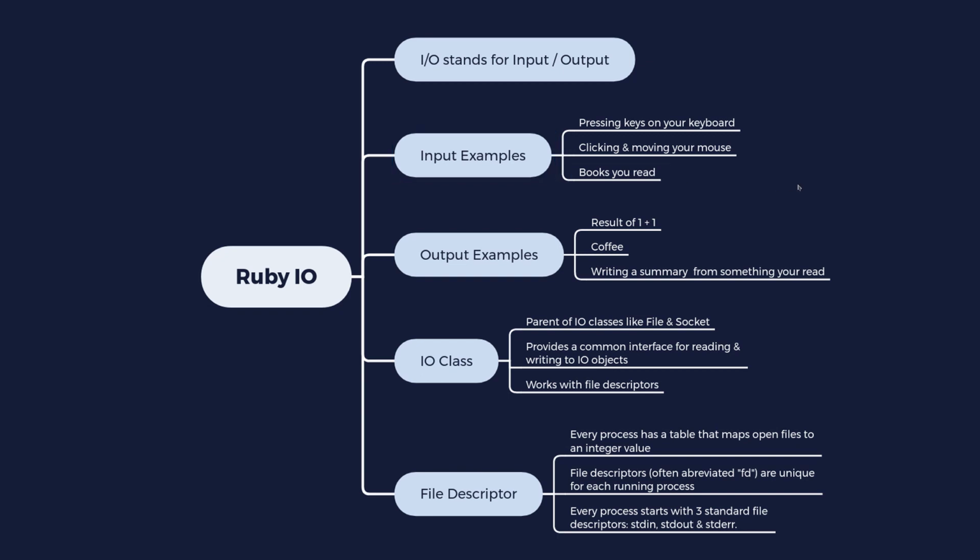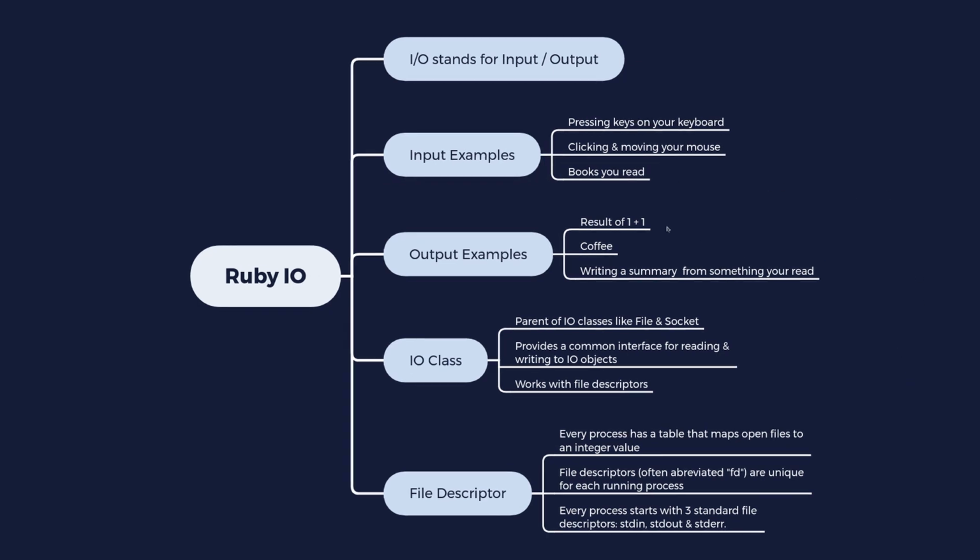Input is what comes into something, and output then is what comes out as a result of the input. So for example, if I have a calculator and I press 1 plus 1 as the input, what comes out is of course 2, and that we call the output, right?